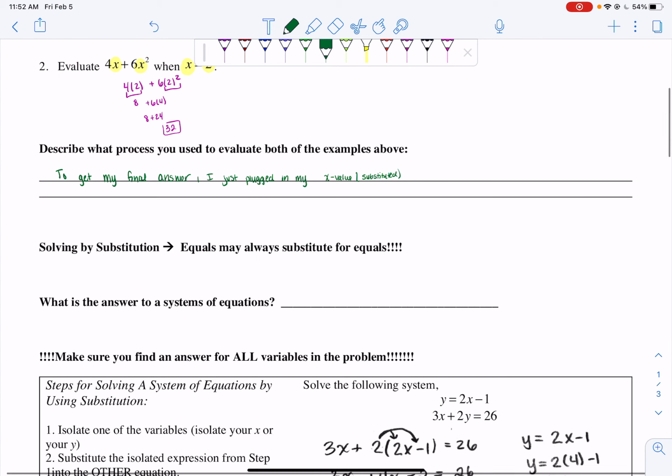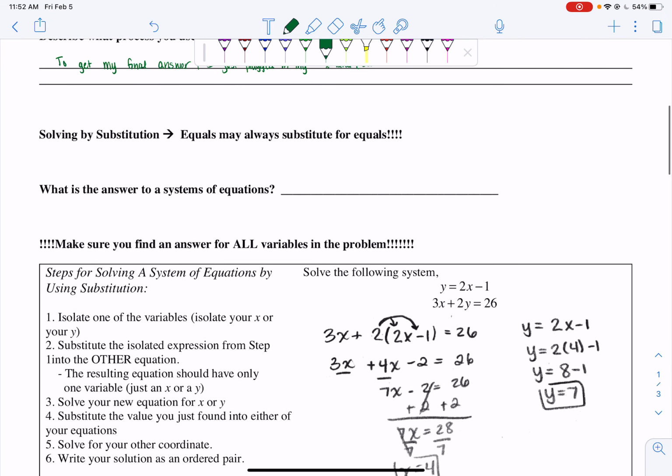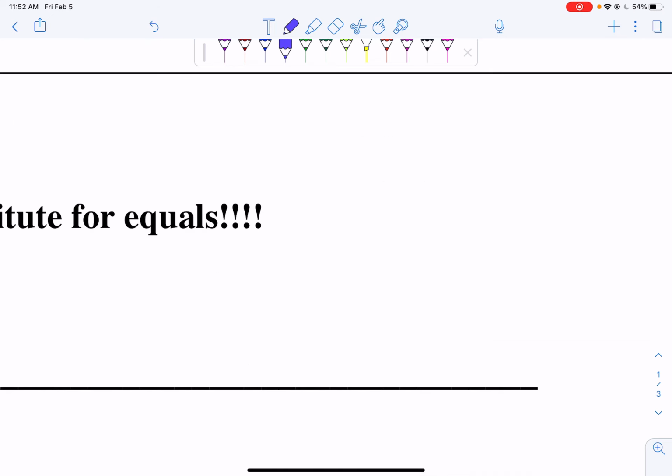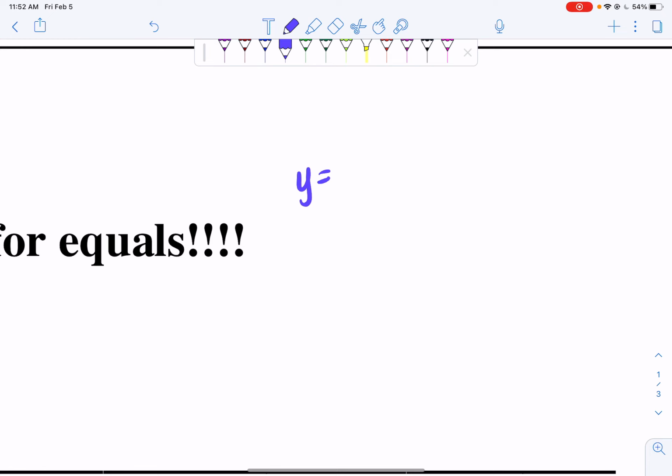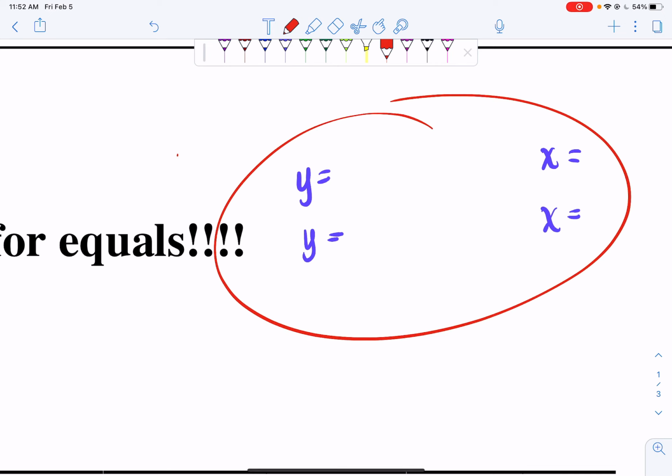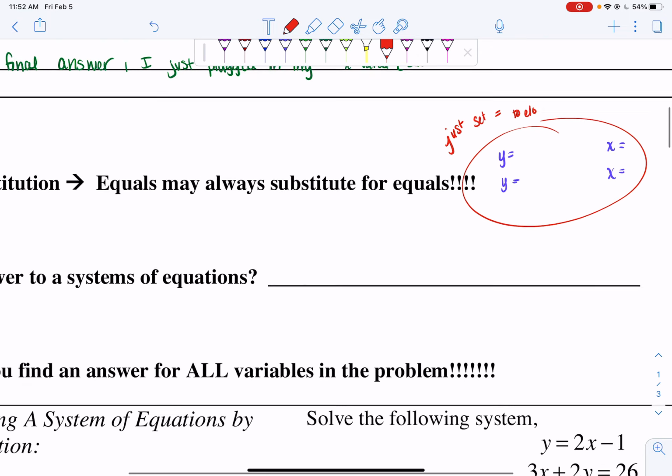So now, when you do this, we're really just going to be using substitution. So it's very important that we're familiar with how to substitute a value in for a variable, or when we plug in an expression for a variable. When solving by substitution, equals may always substitute for equals. So whenever you have something along the lines of y equals, or x equals and x equals, all you're going to do is just set them equal to each other.